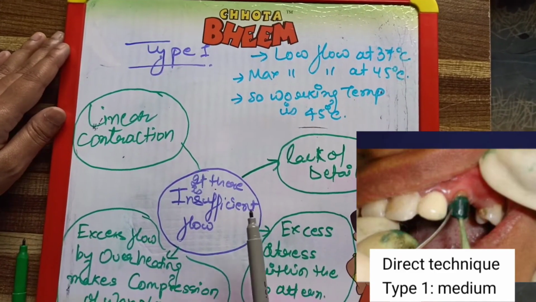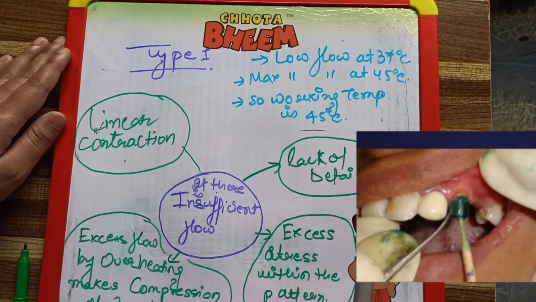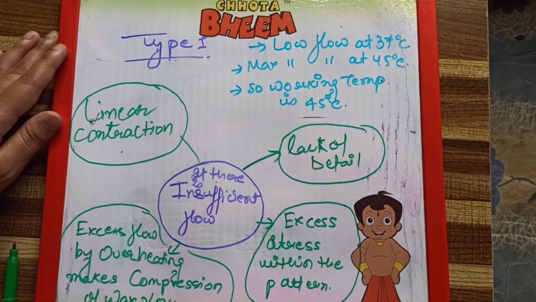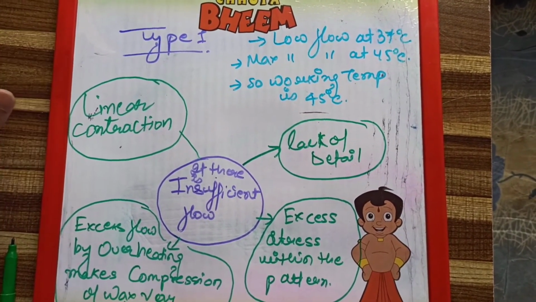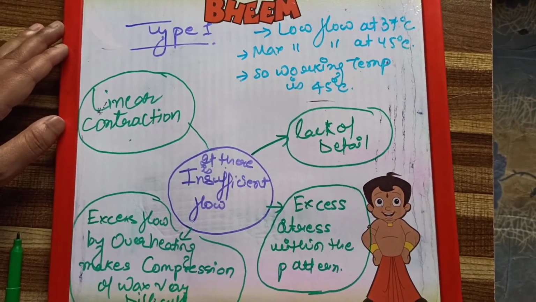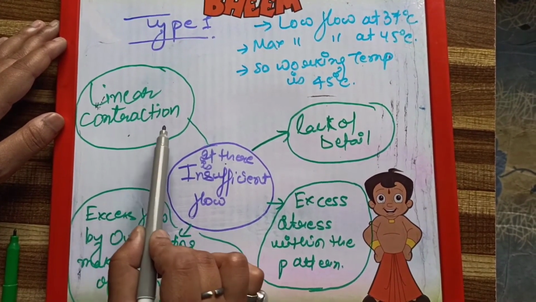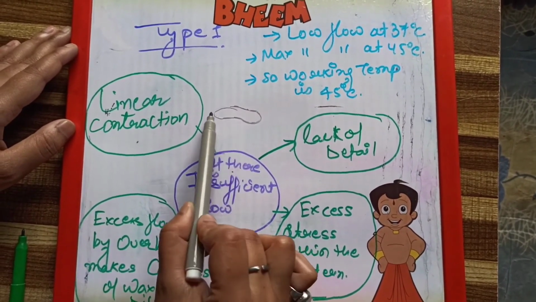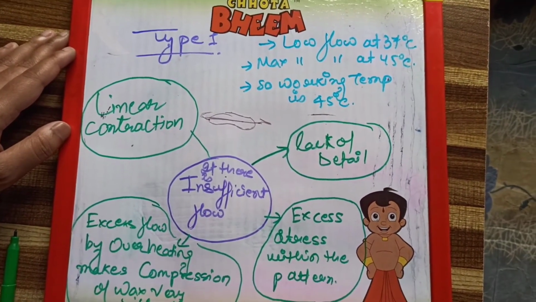As we know, type 1 shows insufficient flow, so there is a lack of detail, and excess flow by overheating makes compression of the wax very difficult. Also, they will show linear contraction. Okay, so this is all about the properties of the type 1 waxes.